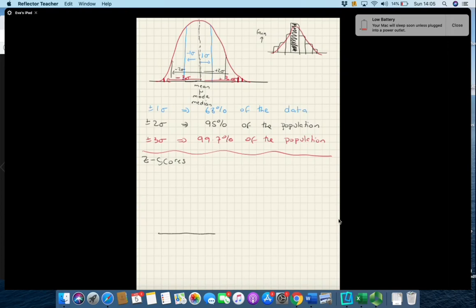Okay, so it takes our normal distribution curve. Let's try that again. Okay, it gets the mean of it. Okay, so that's my mean, mu. And then it splits it up into 3 standard deviations up and 3 standard deviations down.